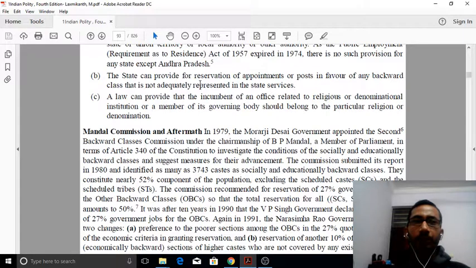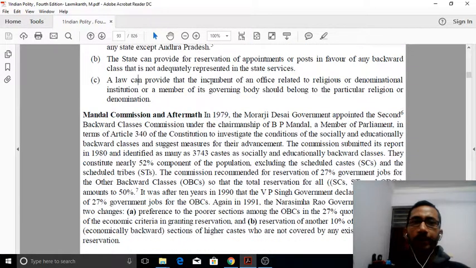A state can provide for reservation of appointments or posts in favor of any backward class that is not adequately represented in the state services. State can provide for reservation of appointments or posts in favor of any backward class, right? That is not adequately represented in the state services.